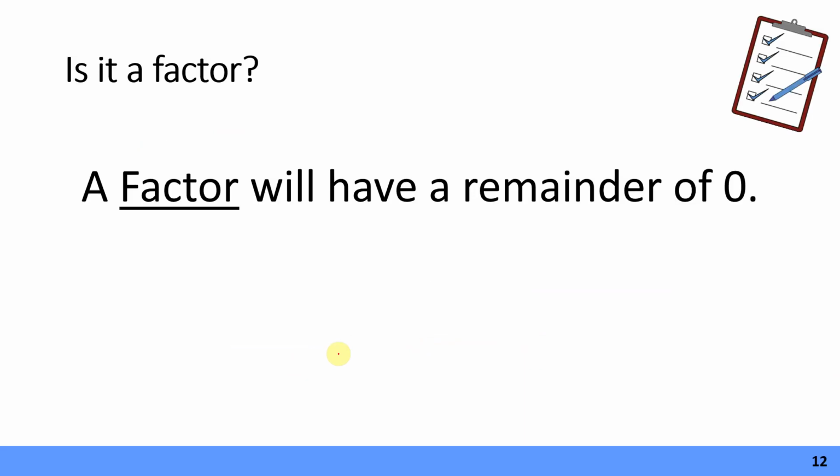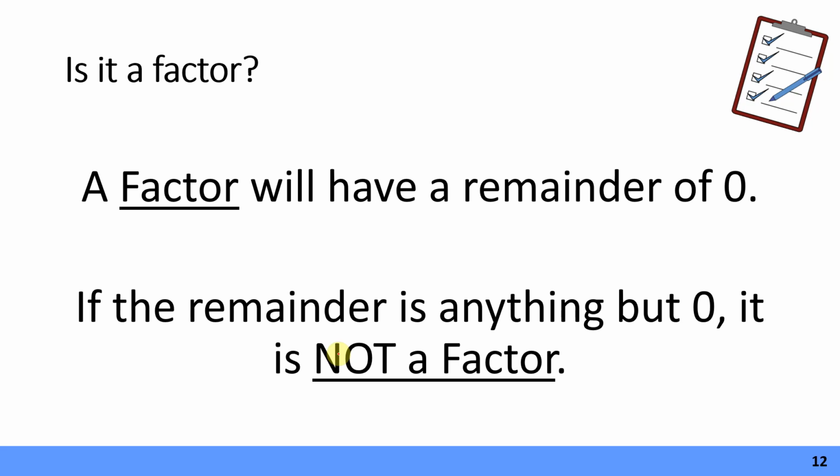Okay, the last thing we're going to talk about here is determining if something is a factor of a polynomial or not. The way you're going to determine that is by looking at the remainder. A factor will have a remainder of 0. So we might have to do synthetic division, or we could just go straight to the remainder theorem, and we're just going to stare at the remainder. If the remainder is 0, that means it is a factor. If the remainder is anything but 0, it means it's not a factor.